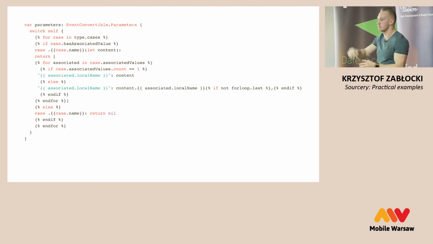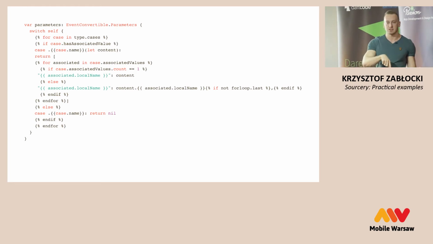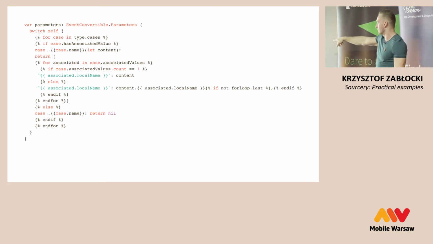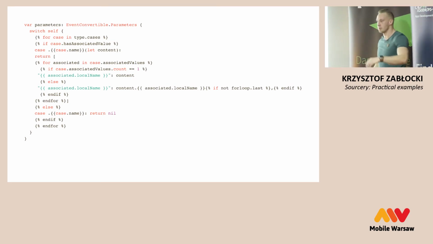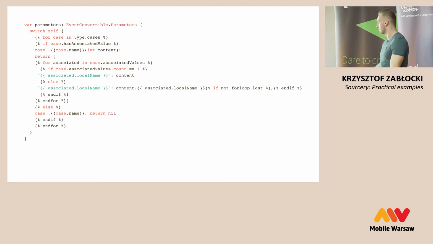If there is just one, then I would just return the content since it's a singular value. If there is more than one, then I would use the local name from the associated value, which is the definition you made in your case. And I will just access that value, right? And then there's this little thing here, "if not forloop.last", that basically means I don't add the comma if it's the last item. So it's just the string formatting that I get.